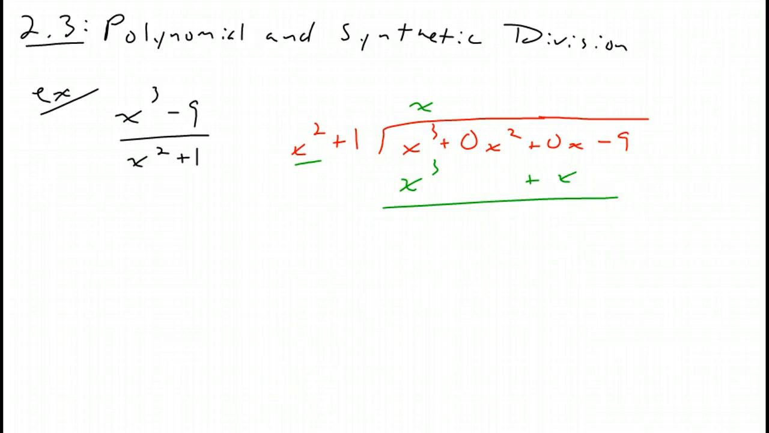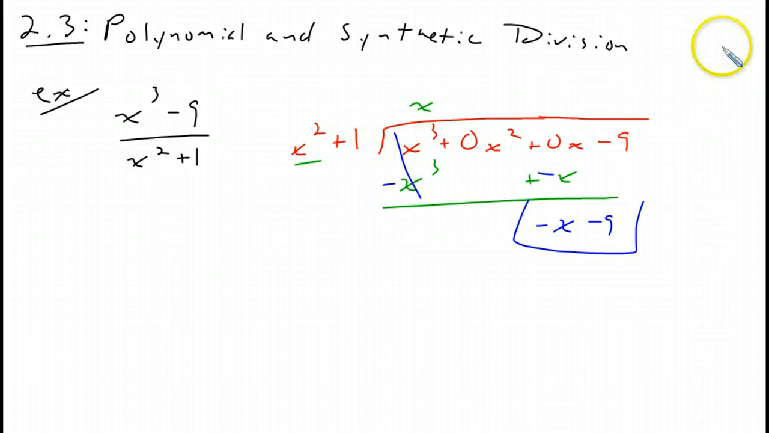Don't forget, again, once you get to this line, you have to change signs. You have to subtract this entire line. So x cubed minus x cubed is 0. 0 minus negative x is negative x minus 9. And then x squared doesn't really go into x because it's a higher power, so I can't really do anything else. This is just my remainder.